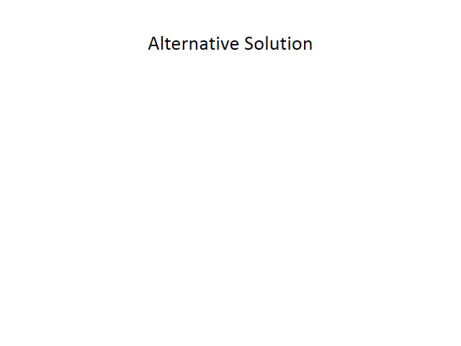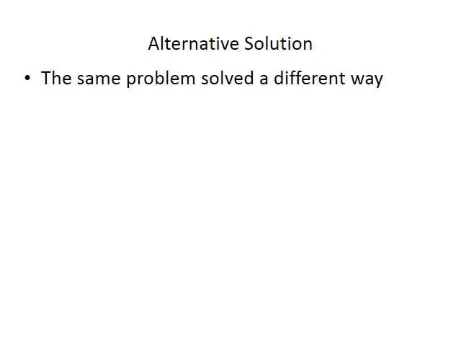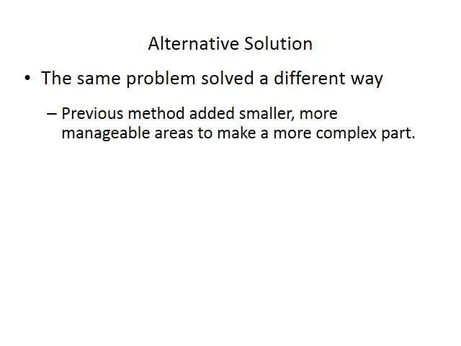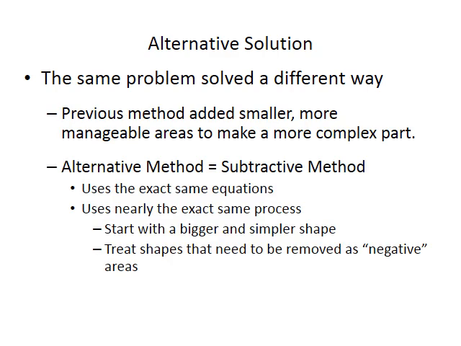So now let's take a look at another way to solve the same problem that we just did. In this way, this is called the subtractive method. We're going to use the exact same equations as we did before in our earlier example, but we're going to use fewer shapes. The parts that we are going to treat differently are the parts that are cut away. We're going to call those negative areas, and you'll see what that means as we go through the example.